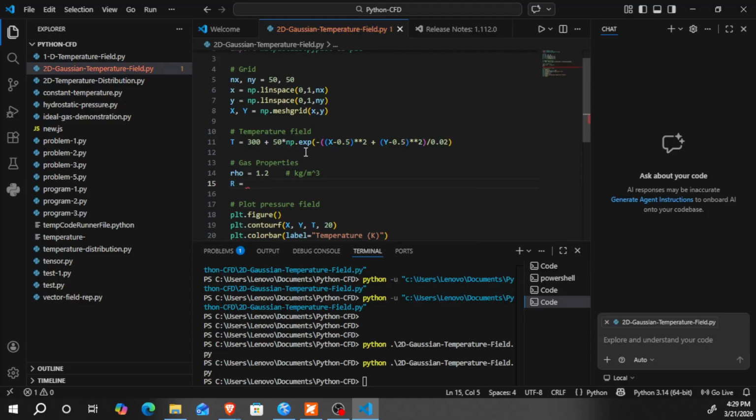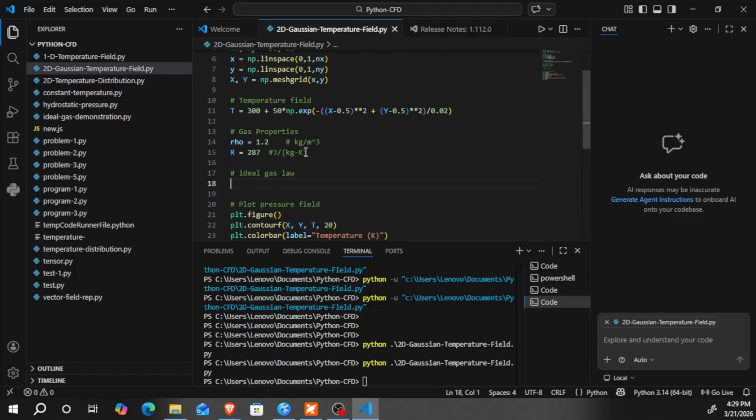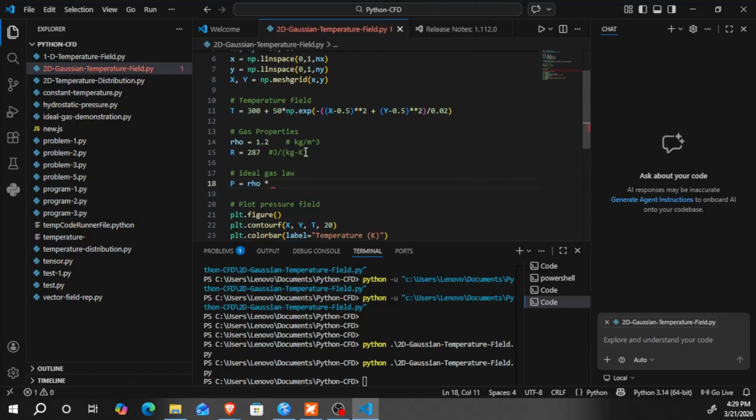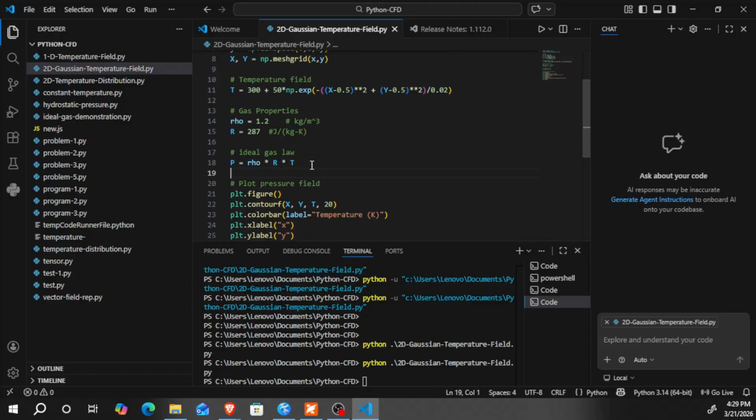R equal to 287 joules per kg Kelvin, and let us write the equation for the ideal gas law. P equal to rho times R times T. Now this program will take T from the equation we defined for the temperature field using the Gaussian model.